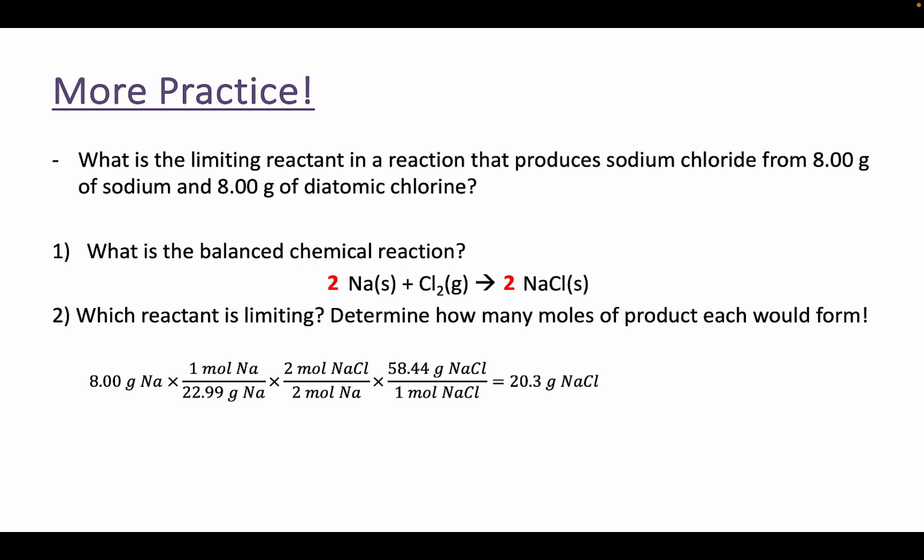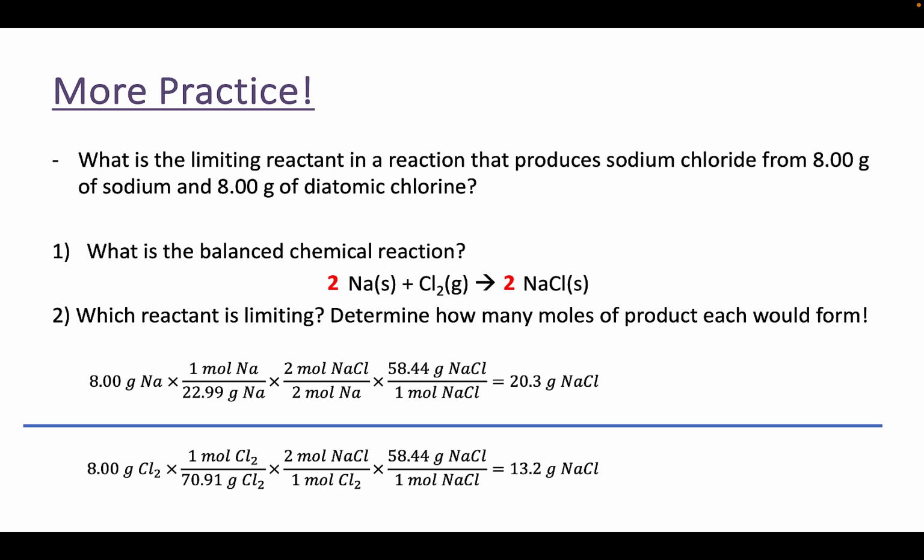So to calculate the sodium, we'll set it up this way: 8 grams of sodium, we convert to moles of sodium, we convert to moles of sodium chloride, and then even to grams. We can determine moles, but we can just go ahead and determine grams too. And this says that 8 grams of sodium could potentially make 20.3 grams of sodium chloride. How about the chlorine? Here, 8 grams of chlorine, we convert to moles of chlorine, we convert to moles of sodium chloride, and then we convert to grams of sodium chloride. That would make 13.2 grams. So the sodium would make 20.3 grams of sodium chloride, the chlorine would make 13.2.